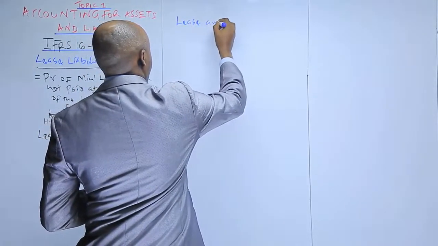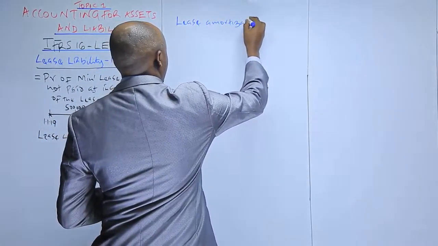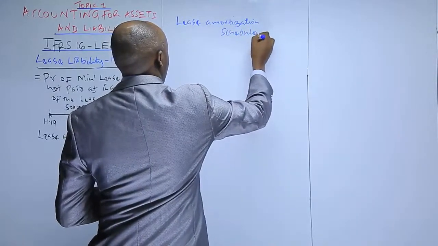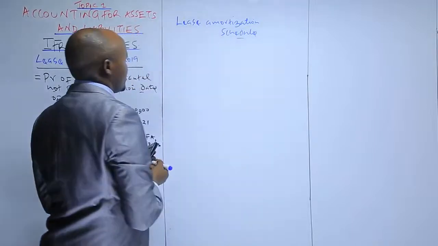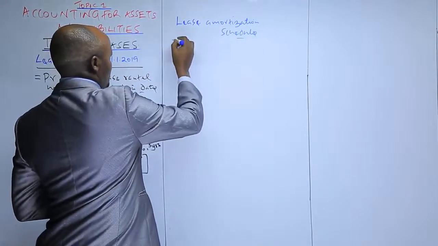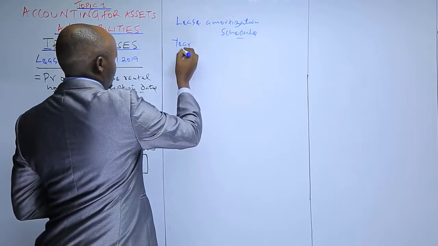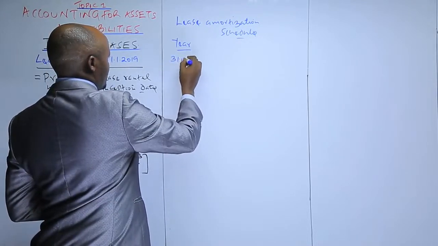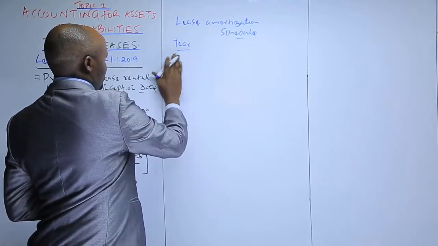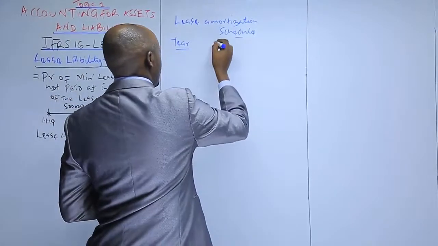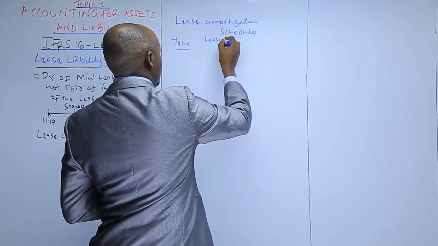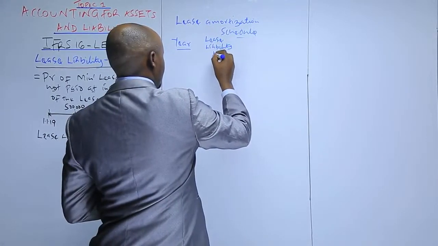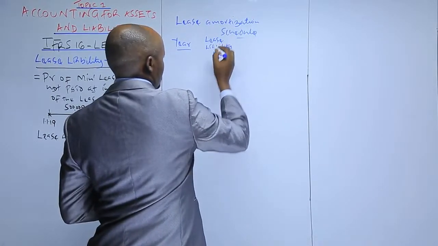A lease amortization schedule. So how do we prepare this schedule? We always start with the years which are ending on 31st of December. We know that the first year was supposed to end on 31st of December 2019, and then the other column here will be for the lease liability at the start of the year, that is the balance brought down.